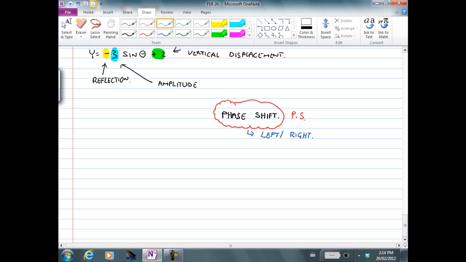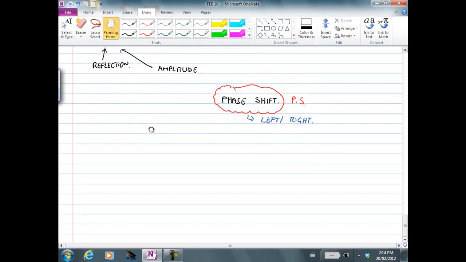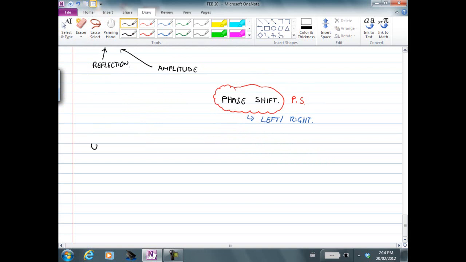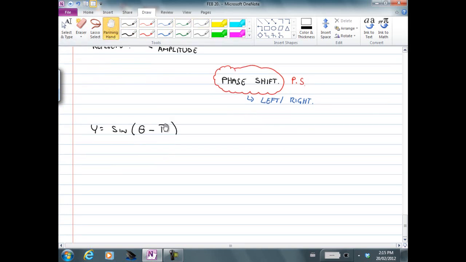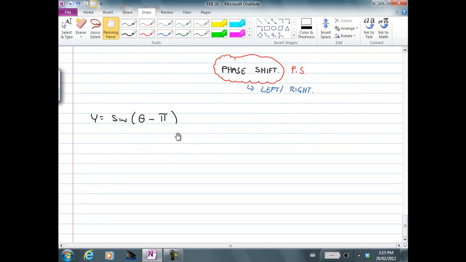In order to understand phase shift, it's a bit tricky. I'm going to load up some graphs for you. So y equals sine, open bracket, theta minus pi. The first thing you should notice is that this pi is in brackets. And I'm not using any degrees. It's all radians. When you work with trig, remember, radians is what you use, never degrees anymore.